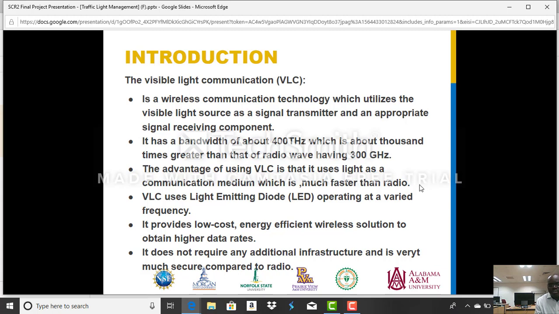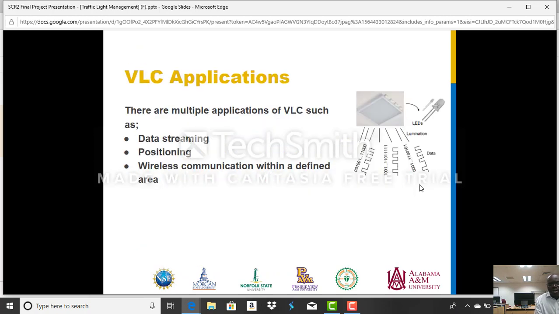Visible light also does not require any additional infrastructure and is very secure, because if you compare visible light with the radio wave, you must have channels, which can sometimes be very insecure. So there are multiple applications of visible light, such as data streaming, positioning, and wireless communications within a defined area. In this project, we are going to apply two of them. Data streaming from the emitter side. We're going to transmit that data wirelessly to the receiving side.